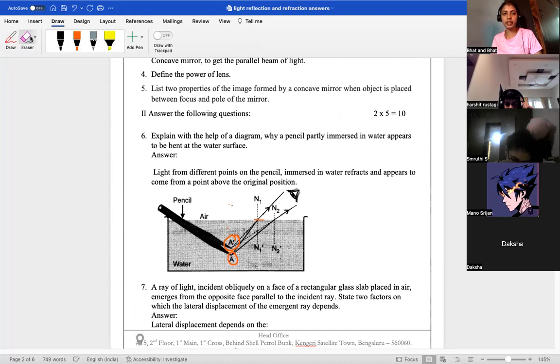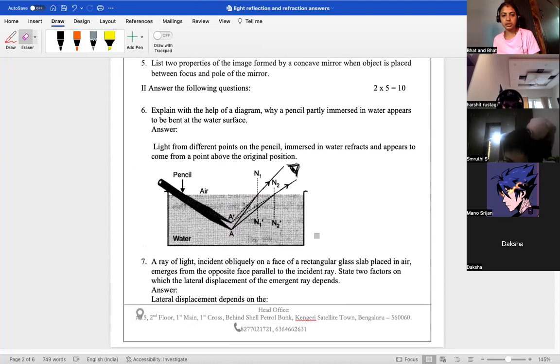Yeah, this will be the diagram which you have to write. Got it? Understood? Yes or no? Okay, fine.